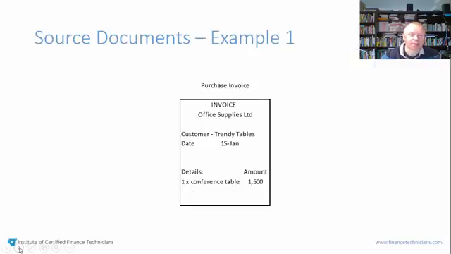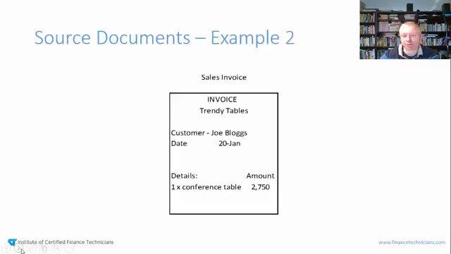So here's an example, a purchase invoice. Now we have this particular company here, and they have purchased something from a company called Office Supplies Limited. The customer, i.e. us, is Trendy Tables. The date was the 15th of January. And what did we buy? One conference table for $1,500 or euro or sterling or whatever currency you're using. That's all it is. That's an example of a source document. By having an understanding of a source document, we'll know that this is where we're going to get the information to populate our bookkeeping records.